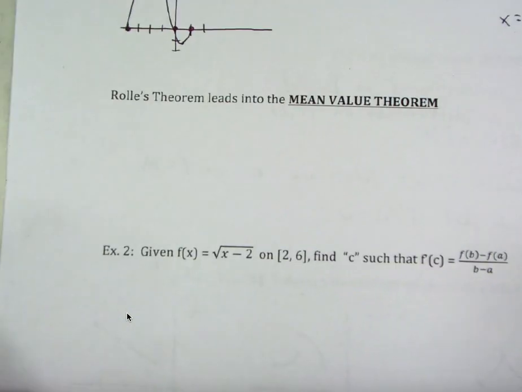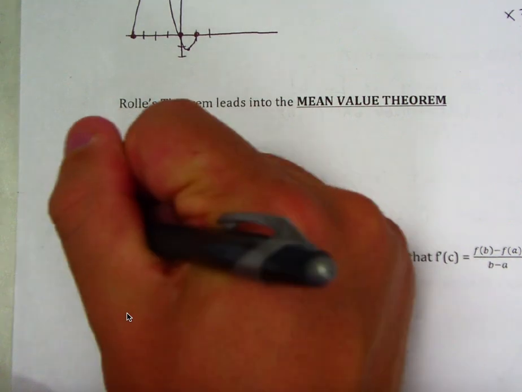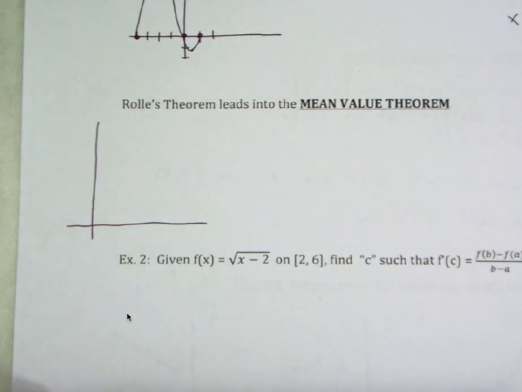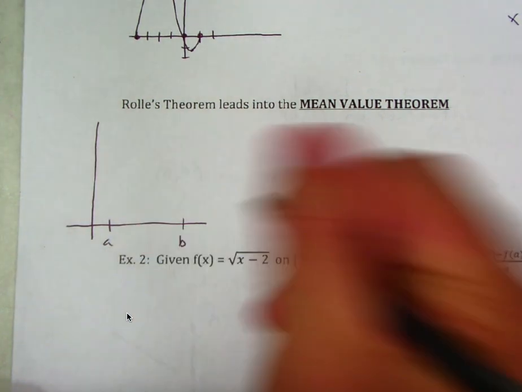Now I'm going to draw a graph here, and I want you guys to draw this graph as well. I'm going to put some information in here. So, kind of like Rolle's theorem, I'm going to have interval a to b.